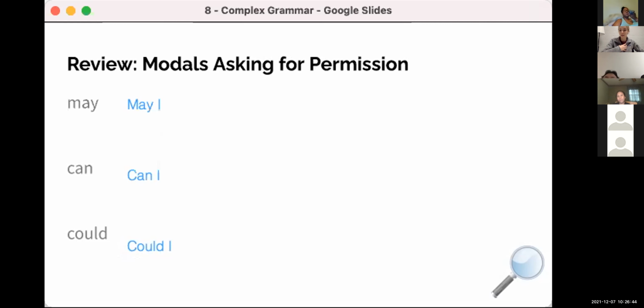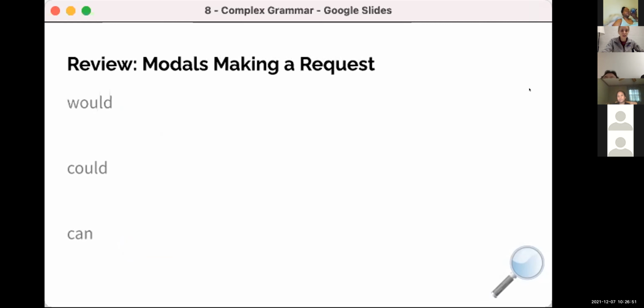Okay, asking for permission is asking to do something yourself. And we also talked last class about making a request. Making a request is asking for someone else to do something. What is an example of a request you might have? Would you, could you, can you?